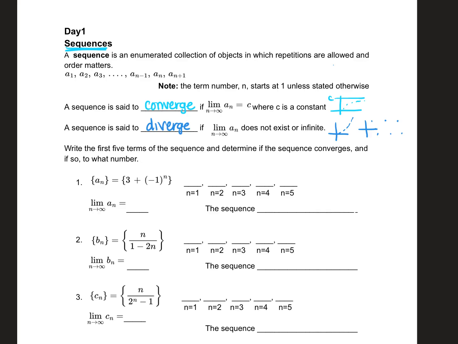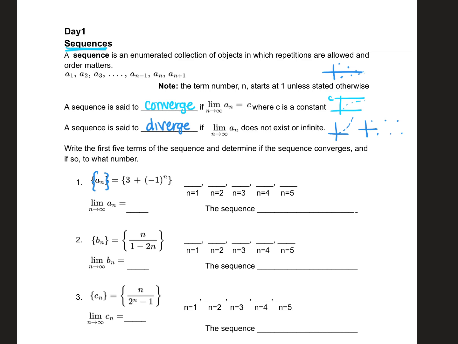Now we can still have a convergent series that alternates because I can have it going towards 0 or towards any other number. So it doesn't have to be completely increasing or decreasing or anything like that. When they denote sequences on the AP test, they're going to denote them with curly braces, and that's how you know that you're talking about a sequence and not a series.